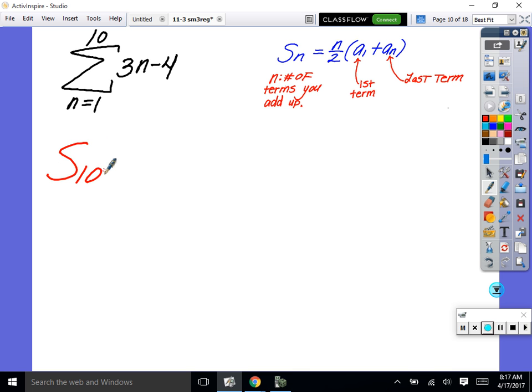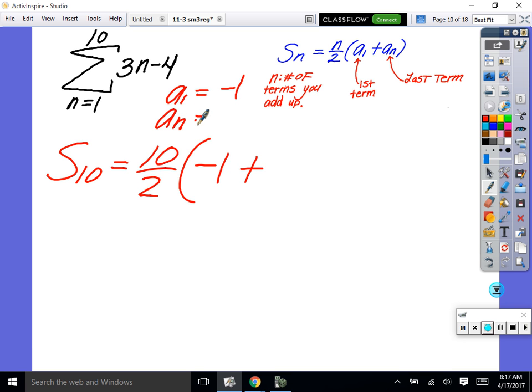So we're summing up 10 terms, which is equal to 10 divided by 2 times a sub 1. For a sub 1, we've got to plug in our lower limit, the lowest thing. 3 times 1 is 3. 3 minus 4 is negative 1. Does everybody see how a sub 1 is negative 1? And then a sub n is 10 times 3 is 30, minus 4 is 26, so you do plus 26. So that's the last term in the sequence. Then you would put that in your calculator. We should get 125.